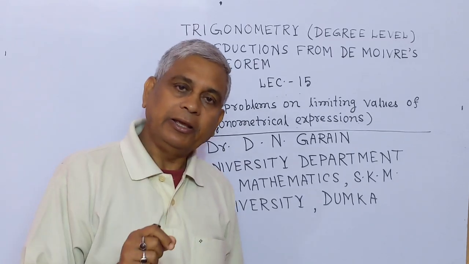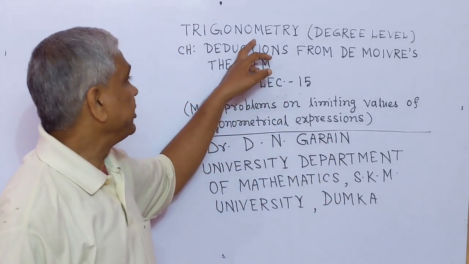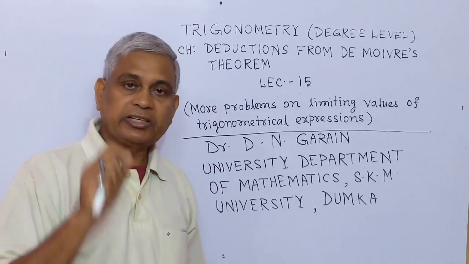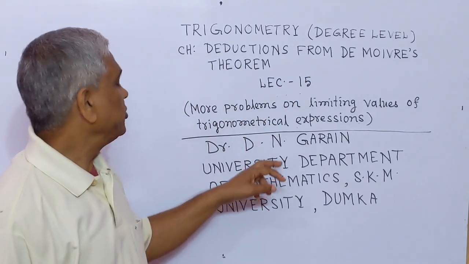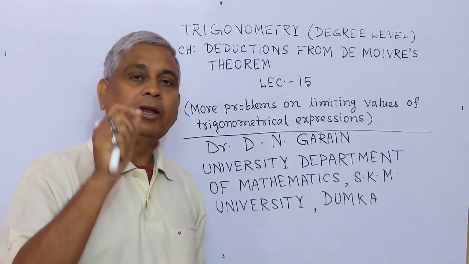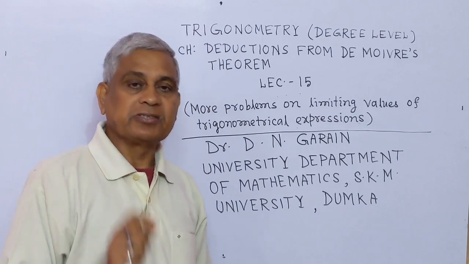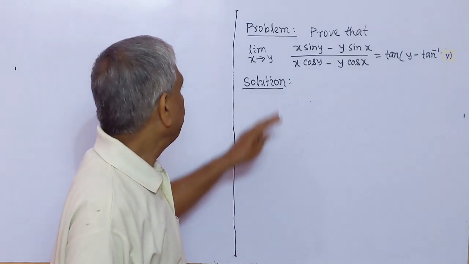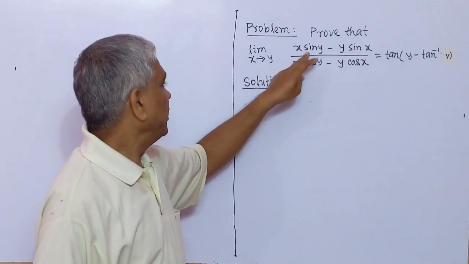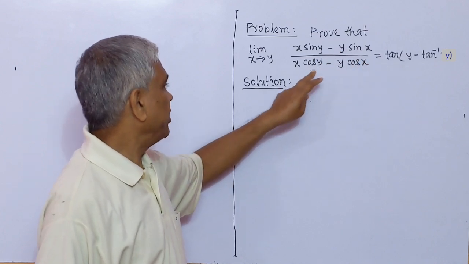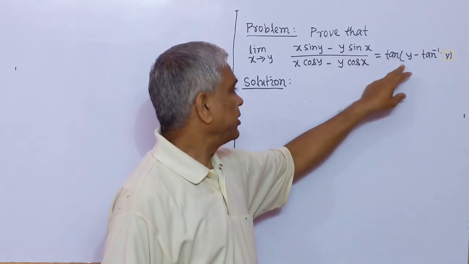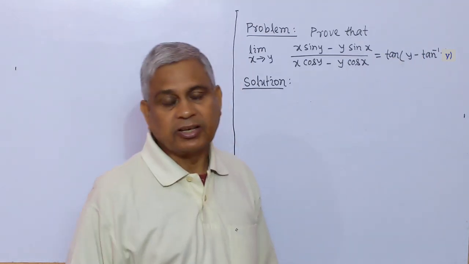Today I will deliver lecture on trigonometry degree level chapter Deductions from de Moivre's theorem, lecture number 15, in which I will solve some more problems on limiting values of trigonometrical expressions. Now we solve a problem. Problem is prove that limit x tends to y, (x sin y minus y sin x) by (x cos y minus y cos x) equal to tan of bracket y minus tan inverse y.